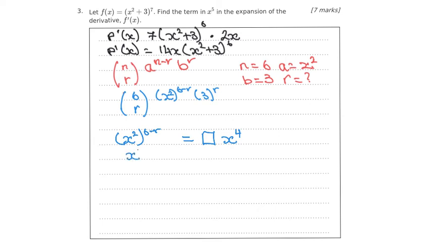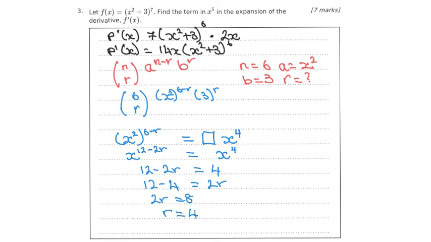So we get x to the power of 12 minus 2r, and we want that to be some coefficient of x^4. Now we can compare coefficients. So we get 12 minus 2r is equal to 4. So we get 12 minus 4 equals 2r. So we get 2r equals 8. So r is equal to 4.